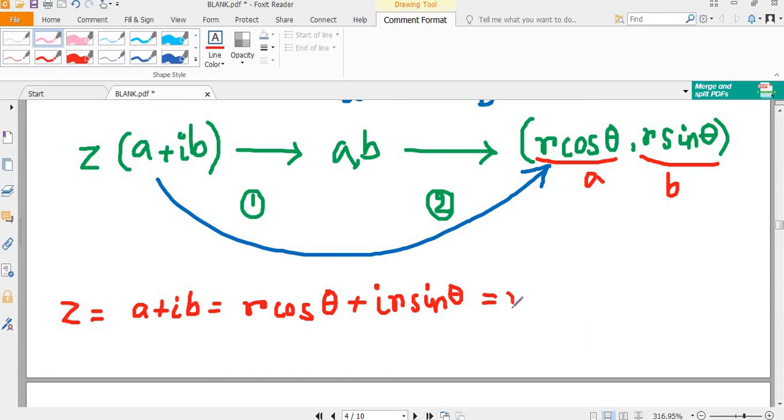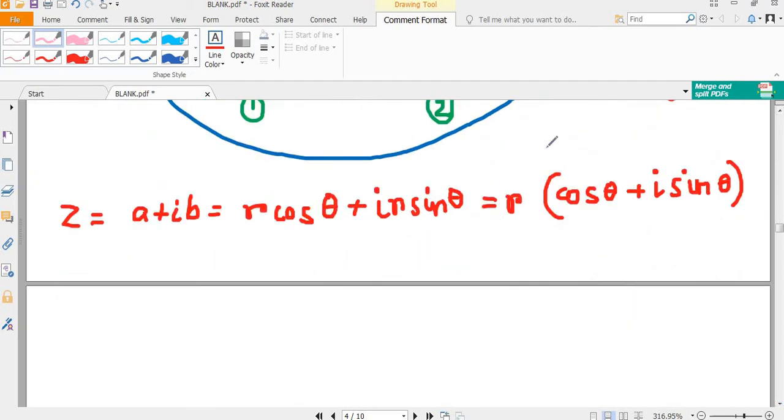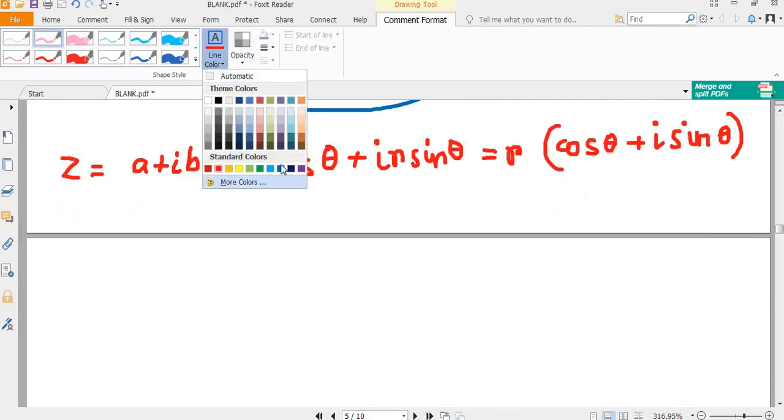To make it look shorter, we can take r common. So we have r times cos theta plus i sin theta. So a complex number Z, which was initially represented as A plus iB, can be represented in the form r (cos theta plus i sin theta). Why do we need to consider this expression? This form of expressing a complex number is very commonly used.